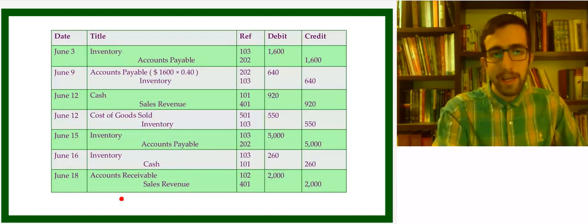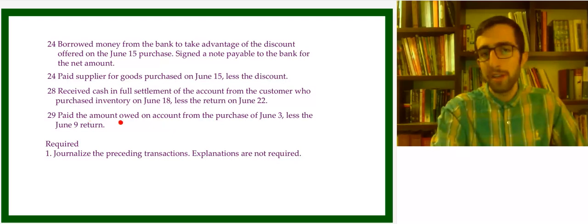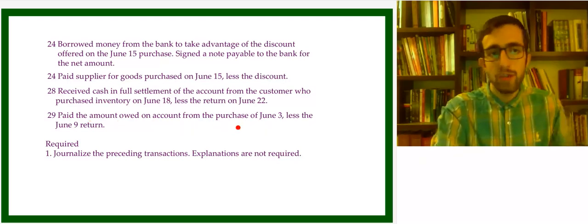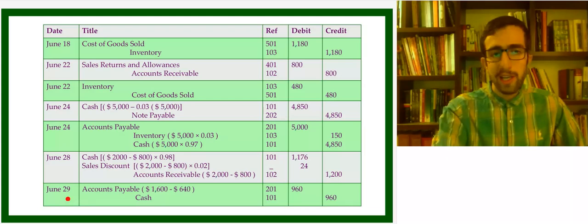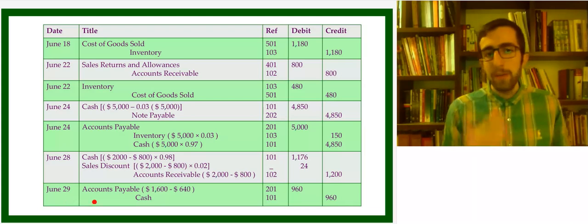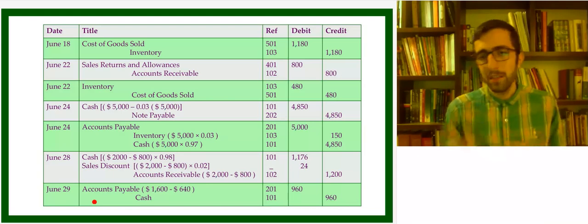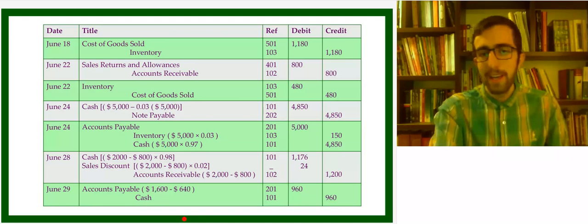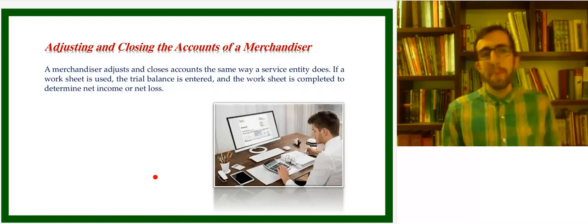And finally, the last transaction is that Amazon paid the amount owed on account from the purchase of June 3 less the June 9 return. So on June 29, we put accounts payable on the debit side $960 and cash $960 on the credit side. And finally, our transactions are over.